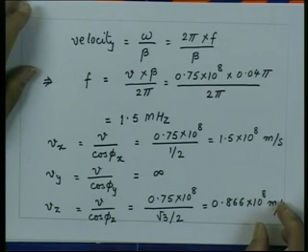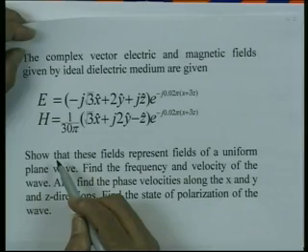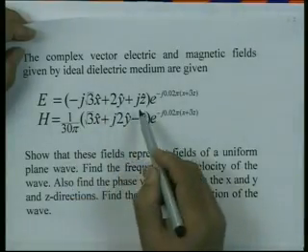Now, to find the state of polarization of this wave, one way is to find the equation of the ellipse which the electric field vector draws. But in this case, we can look at the electric field and find the magnitude of the electric field at different times. The electric field has three components: the x component is given by this, the y component by this, and the z component by that.